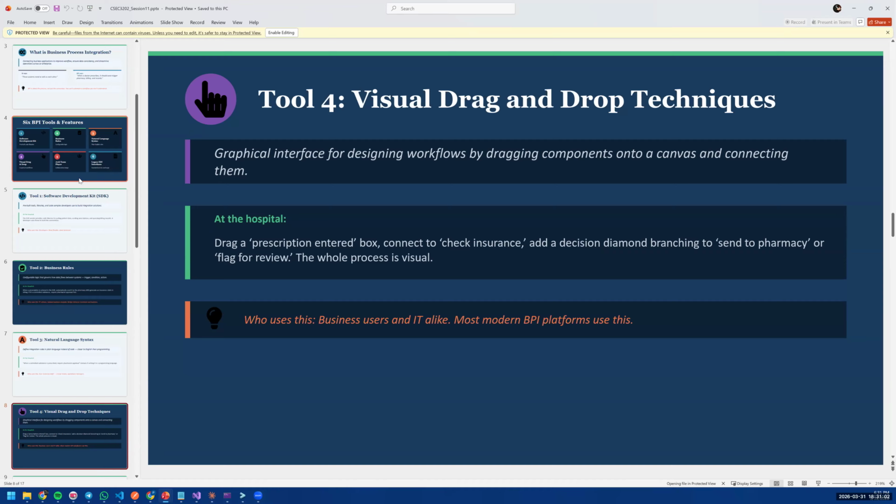Okay. So the hospital scenario that we had looked at from last class is where you have a hospital that needs to have three different business processes integrated: the electronic health record system, billing and insurance claim system, and a pharmacy management system.